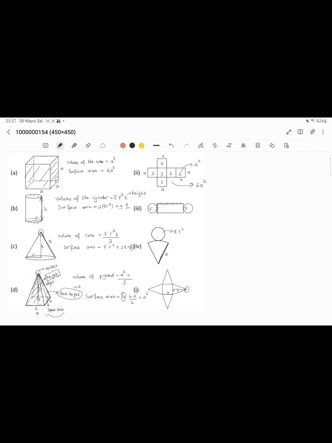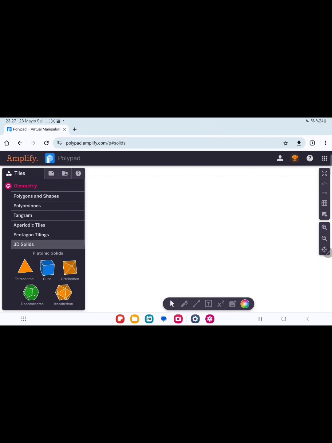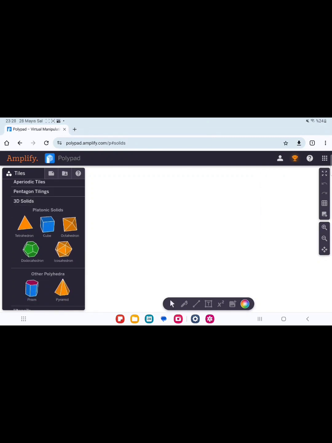Let's visit the Polypad site where we can discover the expansions of some of the shapes we have learned. I choose 3D solids and I want to choose one cube and one prism and finally one pyramid.